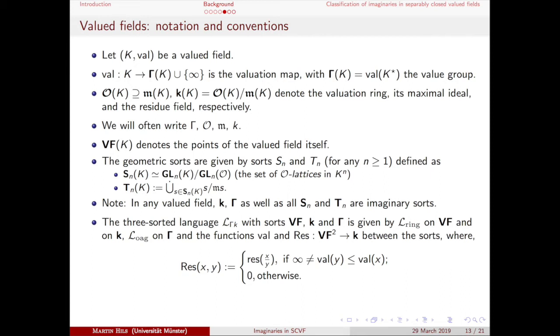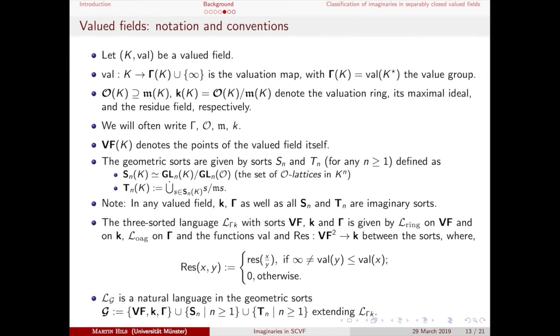And then there is another language which takes all the geometric sorts, and I call it LG, and I will not make it explicit. It's not interesting to see exactly how this goes, but there is a language extending this three-sorted language, with more sorts. It has these three, and then the lattice sorts and the reductions of the lattice sorts as well, with obvious maps between them. Of course, you have a map going from GL_n to S_n and so on. The precise syntax is not important.